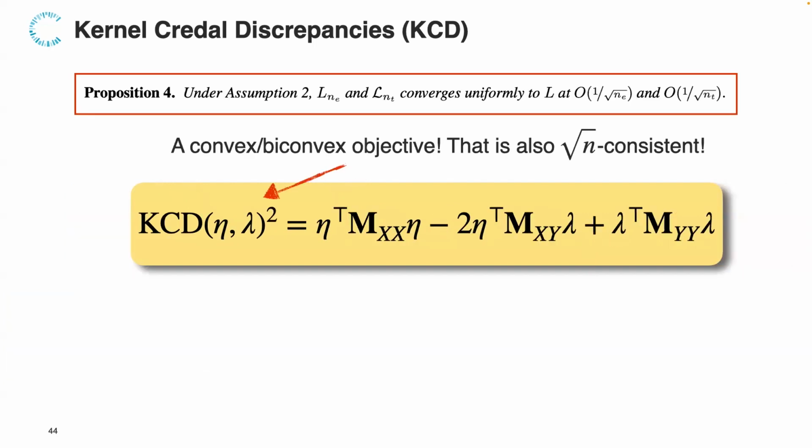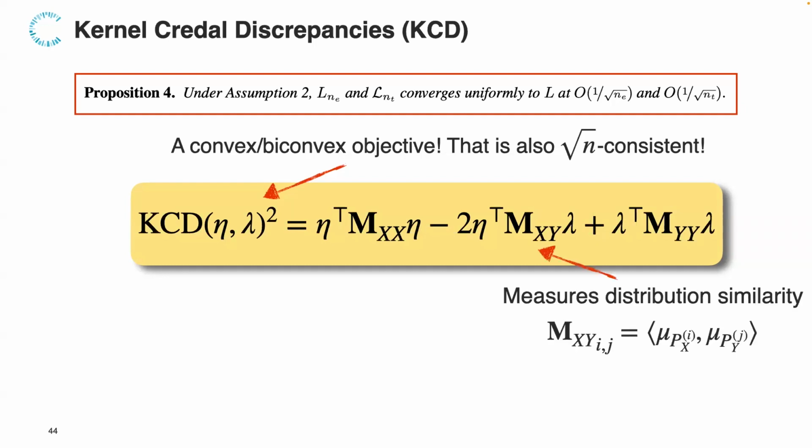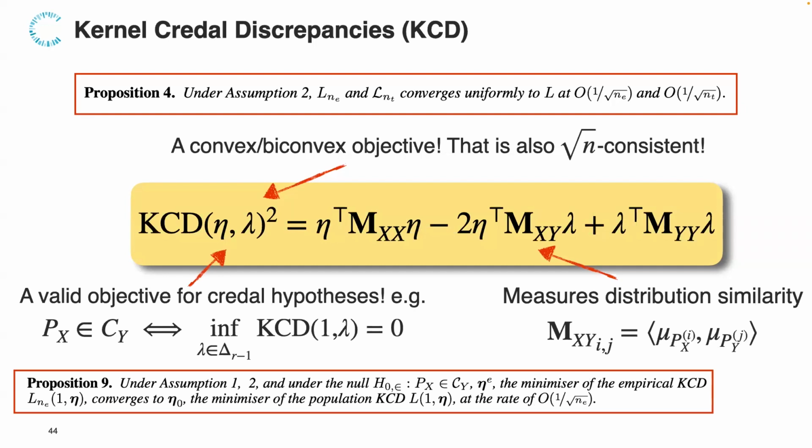So after some linear algebra, we can show that this KCD can be written as a quadratic objective. And if we set eta to 1, which means we are testing whether a point is inside a set, then this is a convex objective, which can be solved very quickly. And why is this useful at all?